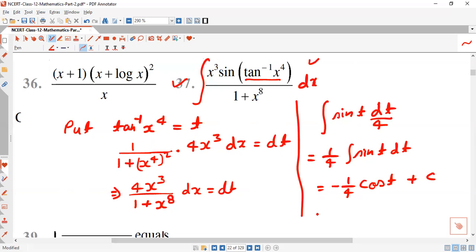Put the value of t, and we get the answer: minus 1 by 4 cos of tan inverse x raised to 4, plus some constant c. This is the answer.